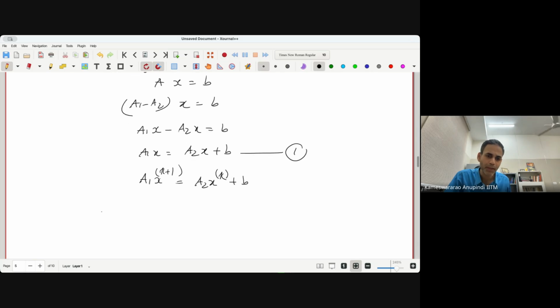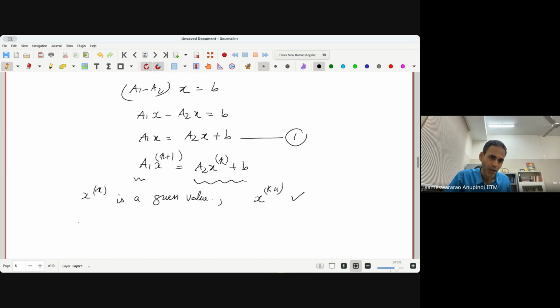Here xk is a guess value. So we substitute for xk, which is a guess value, and A1 times x(k+1) equals A2 xk plus b is known, because A2 is known, b is known, and A1 is something that is easy to invert. So I can calculate x(k+1). x(k+1) is simply A1 inverse A2 xk plus A1 inverse b. Then I can use x(k+1) and again use the same equation to calculate x(k+2).